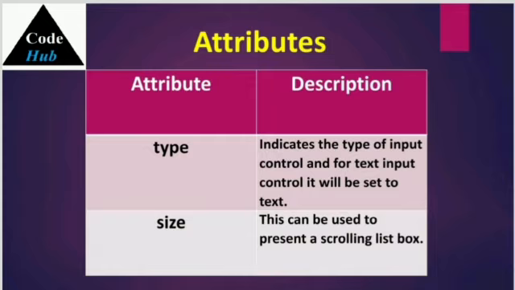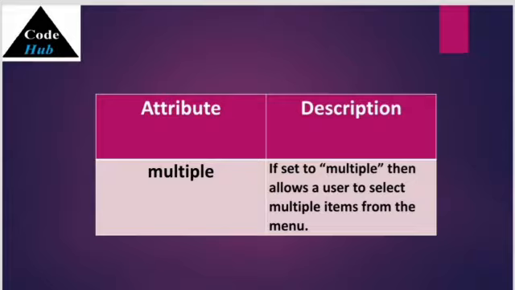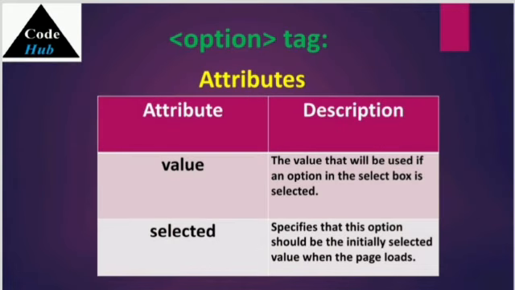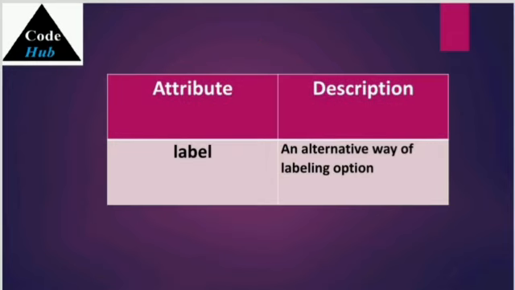Next is size, this can be used to prevent a scrolling list box. And the third is multiple, if it's set to multiple, then it allows the user to select multiple items from the menu. Let's first know the attributes of the option tag, which are value, the value that will be used if any option is selected. Next is selected, which specifies that this option should be selected by default when the page loads. Third is label, an alternative way of labeling options.